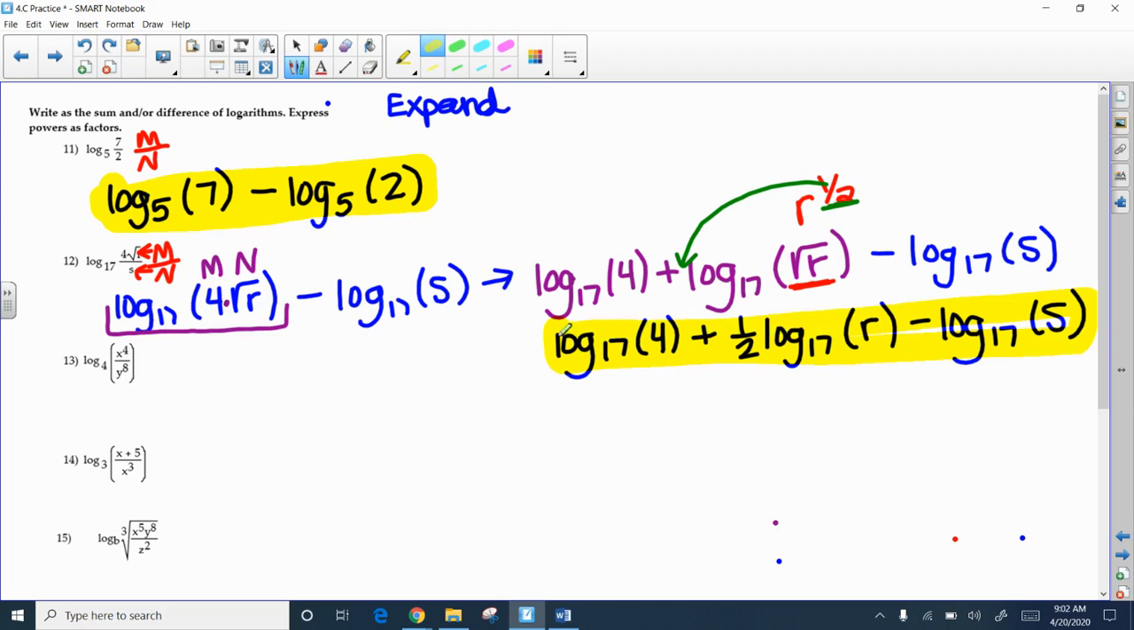And you know it's expanded all the way when each number or term we're taking a logarithm of is just by itself. There shouldn't be any powers or multiples. So this is just 4, r, and s. All right, we got a couple more to go.